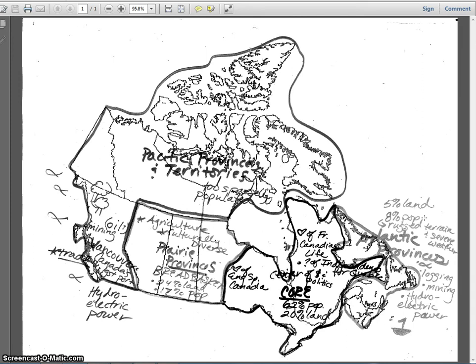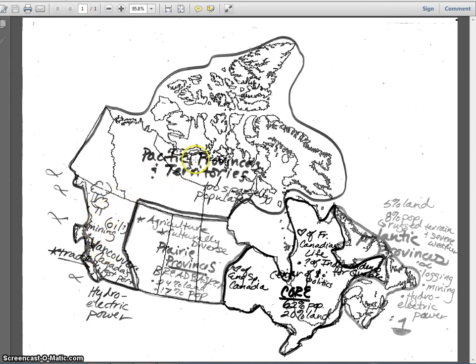The second region is the core region, made up of Quebec, which is over here, and Ontario, which is over here. Then you head west and you get to the prairie provinces, starting with Manitoba, right here, Saskatchewan, right here, Alberta, which is over here. Then you head west and you get into the Pacific province and territories. This is British Columbia.